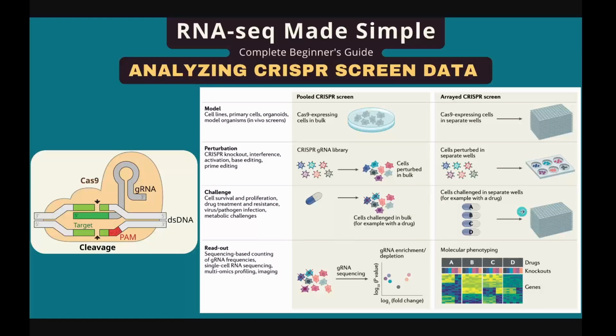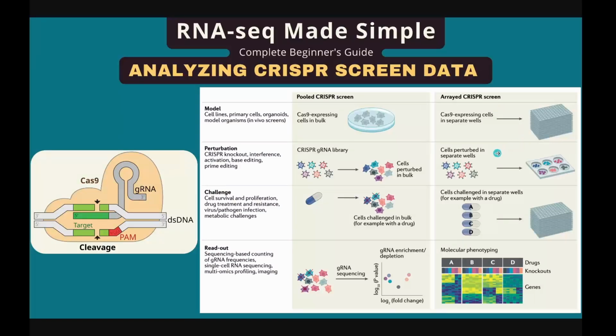There are two experiment designs for CRISPR screen: the pooled CRISPR screen and the arrayed CRISPR screen. In the pooled CRISPR screen, you take millions of cells, each with a different gene knocked out, and grow them all together in one big pot. After applying a stressor, like a drug, you use sequencing to see which gene knockouts survived or died out, revealing the key genes.